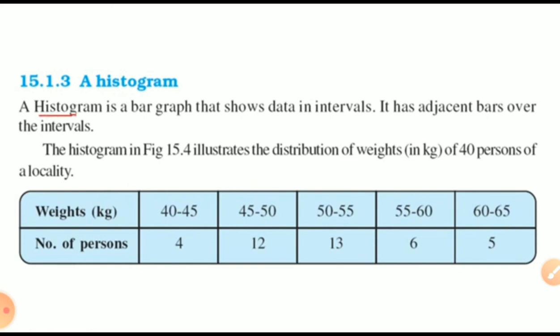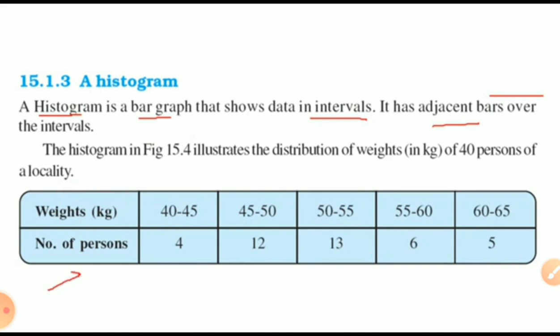Look here, 15.1.3, a histogram, a new thing. You forgot about this one, but a histogram is also one type of bar graph. A histogram is a bar graph that shows data over intervals. It has adjacent bars over the intervals. The histogram in figure 15.4 illustrates the distribution of weights in kilograms of 40 people of a locality.